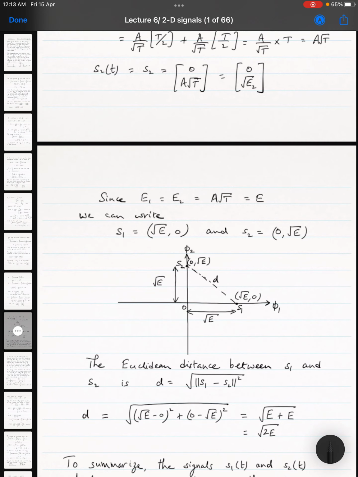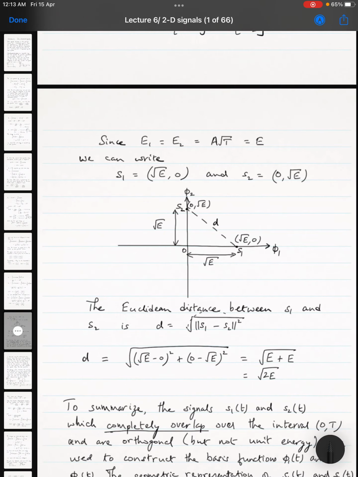Next, we can also calculate the Euclidean distance between the two signals, and from the general representation, as we have discussed previously, we can calculate the distance between 2 points. From this diagram we can compute the distance between S1 and S2 simply by using Pythagoras theorem, since that forms a right angle triangle. So the distance turns out to be square root of 2E. That's the distance between these 2 points S1 and S2.